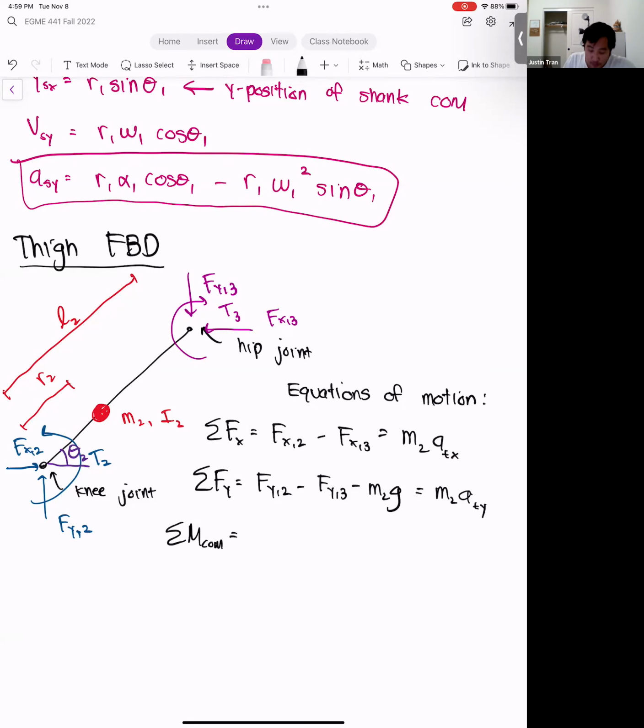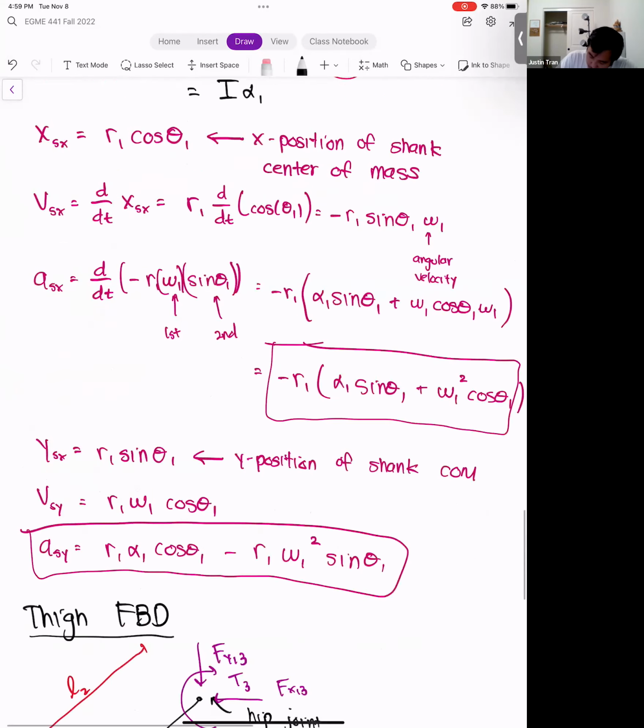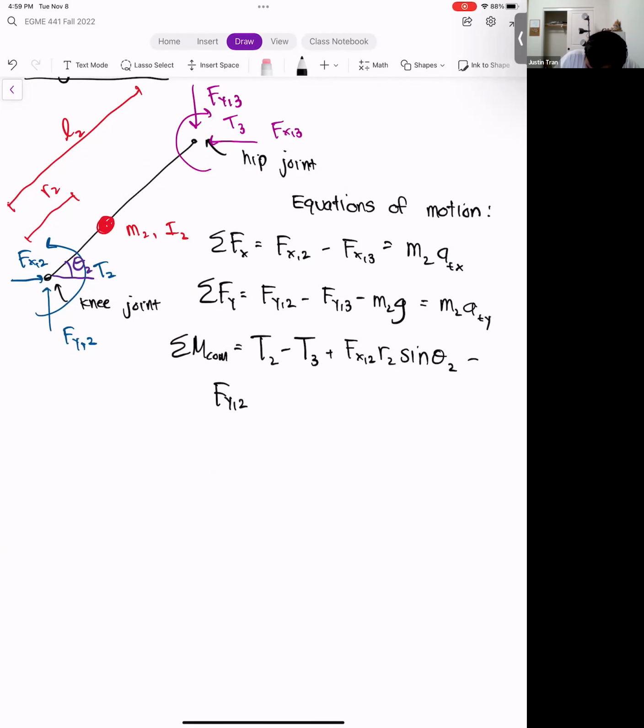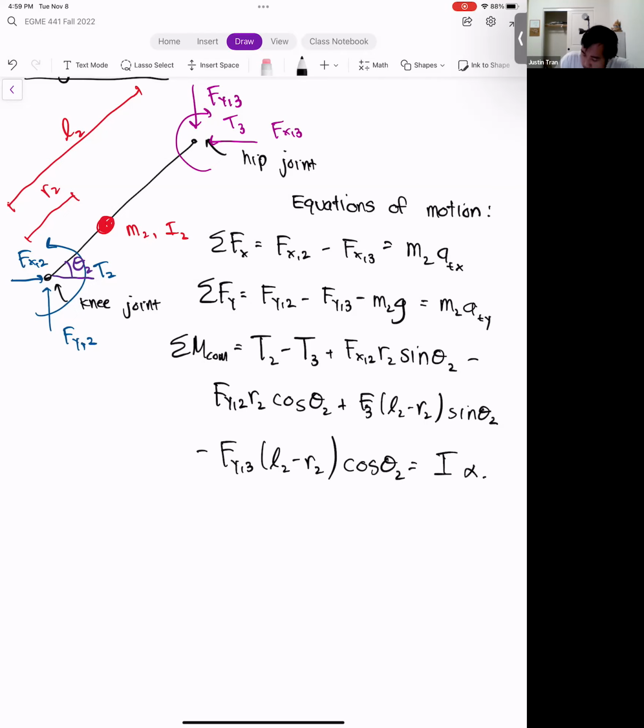And then we have the sum of the moments around the center of mass. And so we have T2 minus T3 plus Fx2 R2 sine theta 2, minus Fy2 R2 cosine theta 2, plus Fx3 times L2 minus R2 sine theta 2, minus Fy3 times L2 minus R2 times cosine theta 2, and this is equal to the moment of inertia times alpha 2.